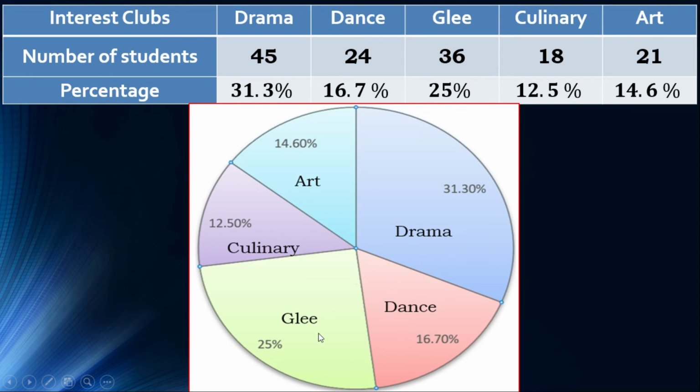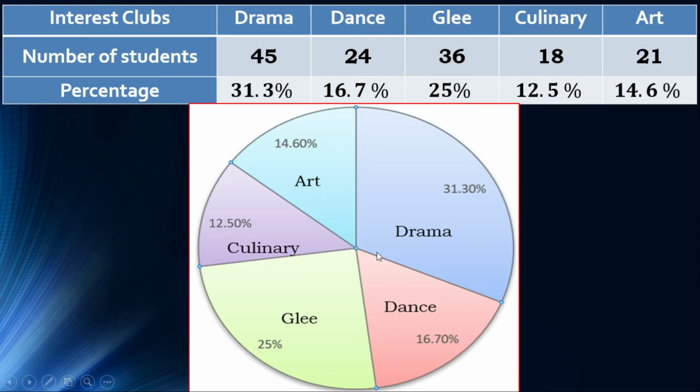Okay? Sa glee naman, we have here 25%. Ayan, 25%. Duwangan ninyo lang konti. At yung culinary, 12.5% lang siya. Siyempre, mas maliit lang yung pie niya compare sa dance. Ayan. At sa art naman, we have here 14.60%. Ilagay ninyo yung art, then ilagay ninyo rin yung percentage.